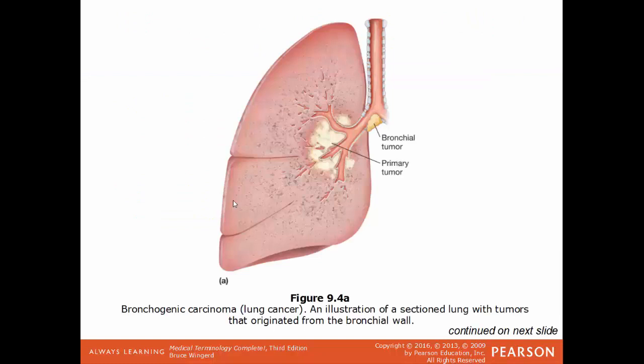Here's an example of how bronchogenic carcinoma would look. In here you have a tumor developing right here, right where the trachea splits into the primary bronchi. Then the primary tumor developing here in the wall. This is a generic term for a malignant lung cancer.